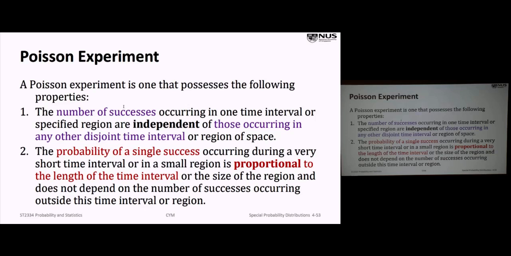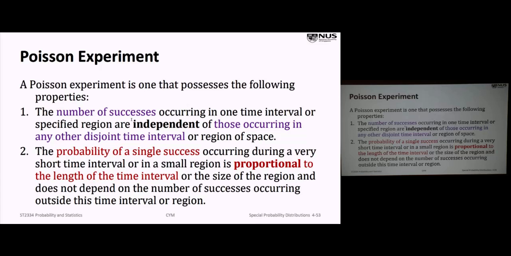So a Poisson experiment, if you like, possesses the following properties. This is really the way to write down a Poisson process. The number of successes occurring in a time interval is independent of those occurring in any other disjoint time interval. This is a nice way to write down something called independent increments of a stochastic process.